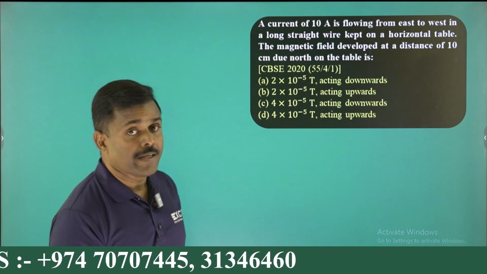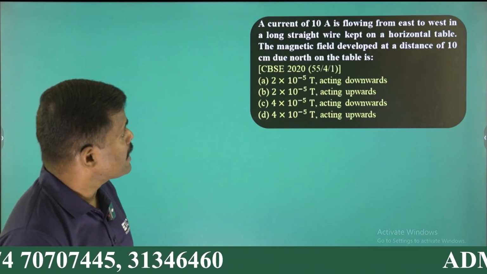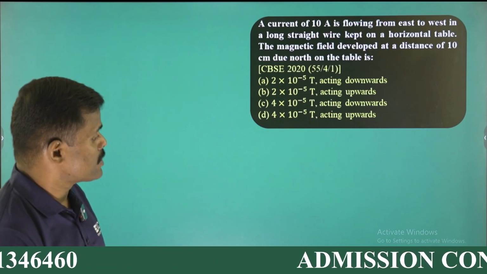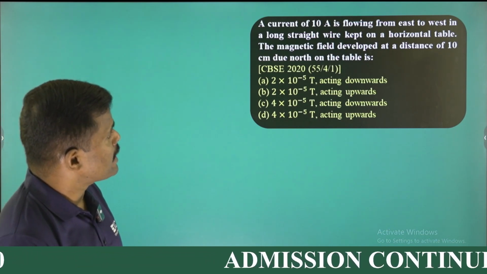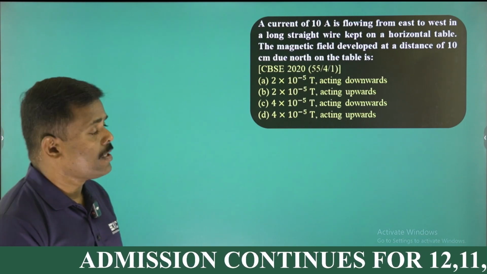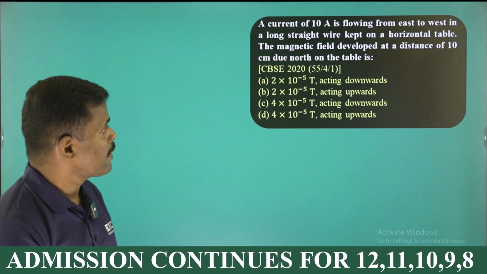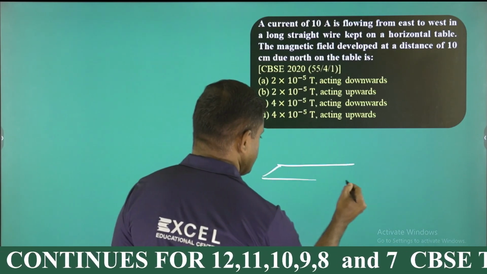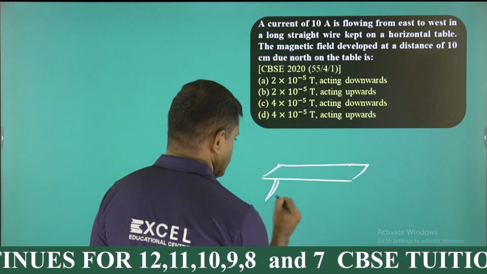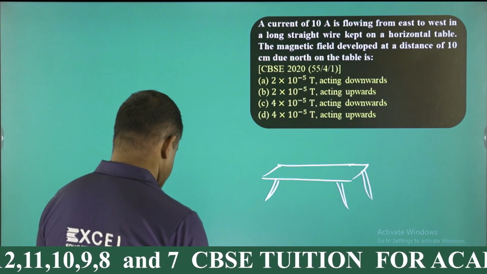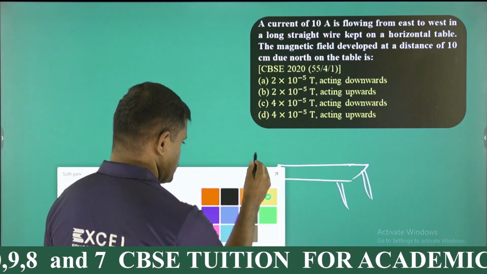See the next one. A current of 10 amperes is flowing from east to west in a straight wire kept on a horizontal table. The magnetic field developed at a distance of 10 centimeter due north on the table is. Okay. So we have a table here. This is a table. So we have like a table and then a wire is passing over it. Look at that. A wire is passing over this.